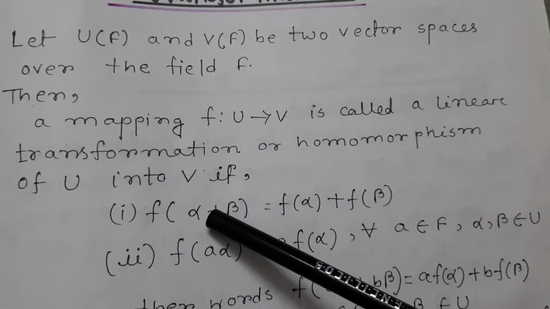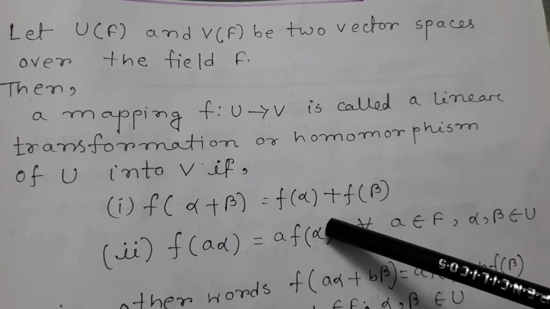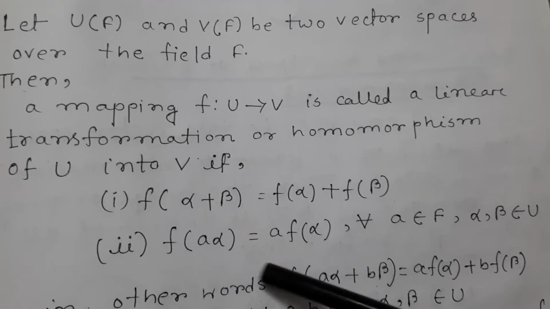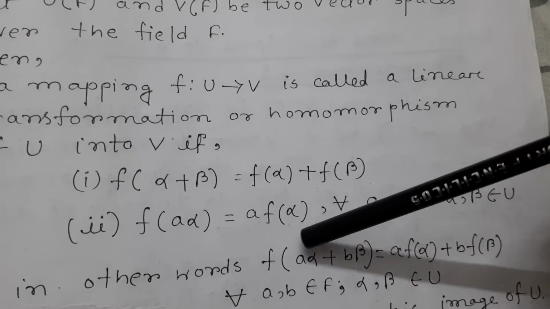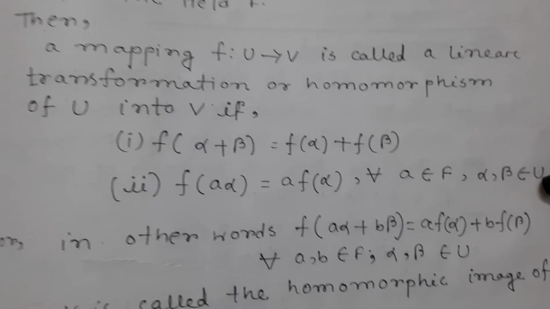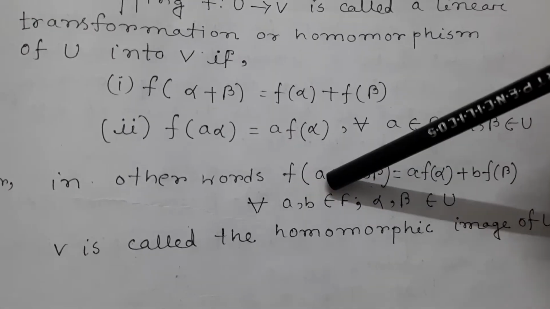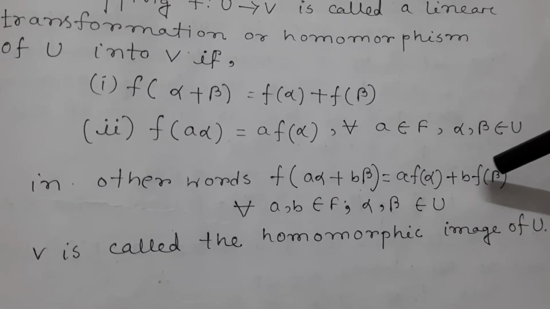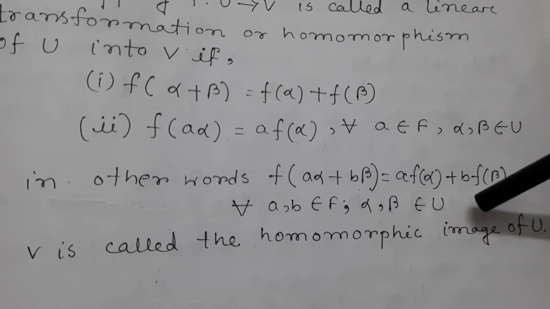two conditions are satisfied. f of alpha plus beta is equal to f of alpha plus f of beta, and f of a alpha is equal to a f of alpha, where a is a scalar belonging to F, and alpha, beta belong to U. Or in other words, the combination of these two is f of a alpha plus b beta equal to a f of alpha plus b f of beta, where a, b belong to F and alpha, beta belong to U.